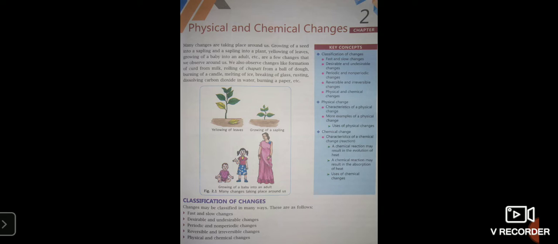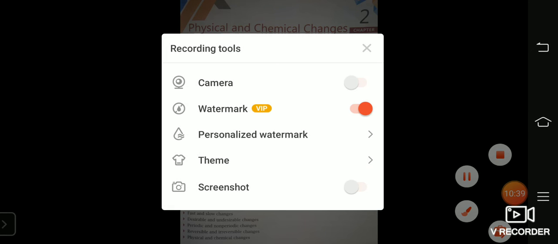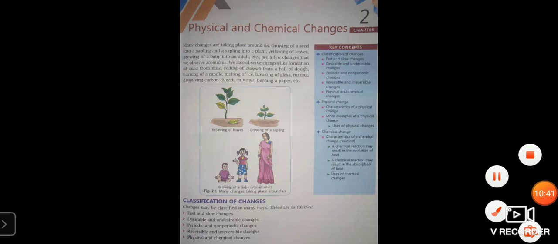Please go through a textbook. I've used the textbook content today for teaching, but again, please read the textbook thoroughly. If you have any difficult words, try to search it from dictionary. And in the next lecture, I'll complete physical and chemical change. And then we will go ahead and discuss the question answer of this lesson.